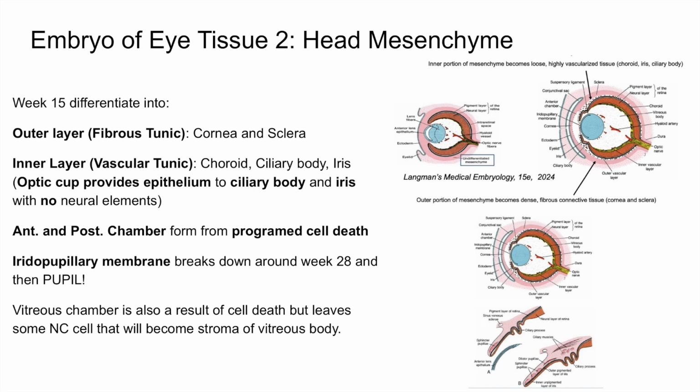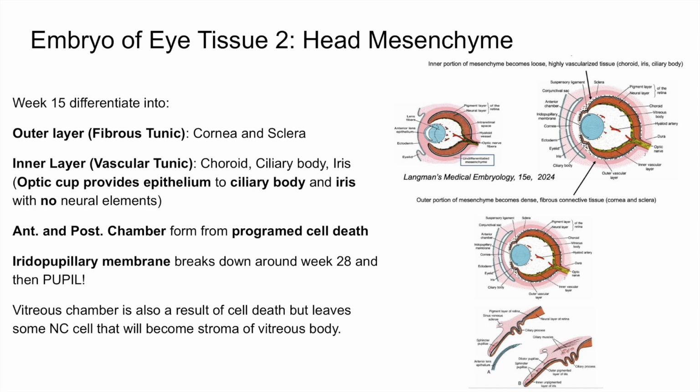A key detail here is that while the mesenchyme provides the connective tissue and the vascular components of the ciliary body and iris, the epithelium of these structures actually comes from the optic cup, meaning from neural ectoderm, not mesenchyme. That distinction is very commonly tested.